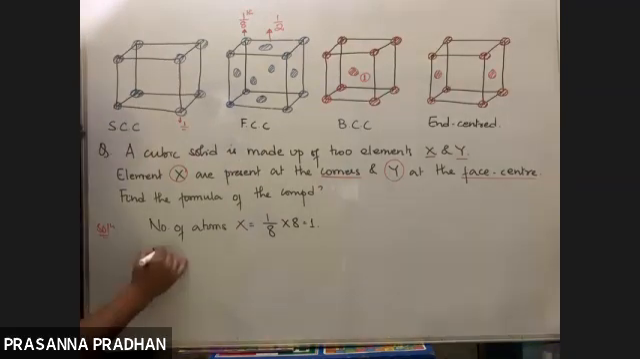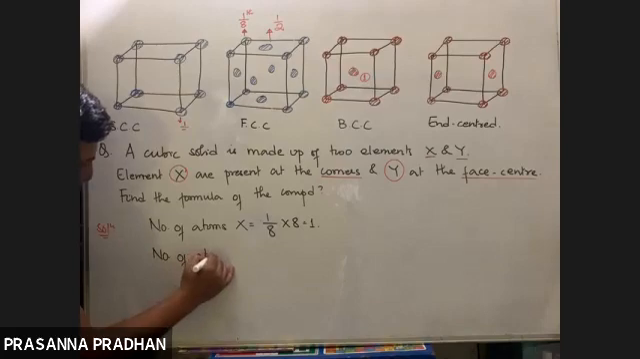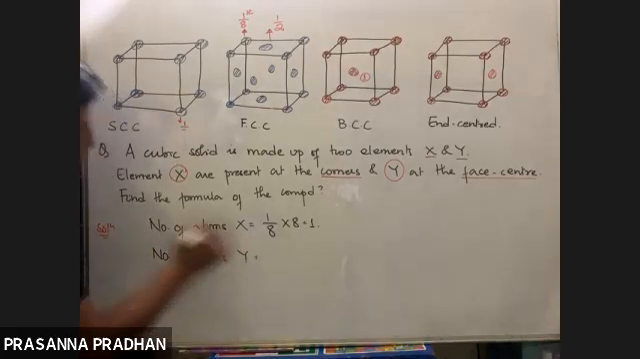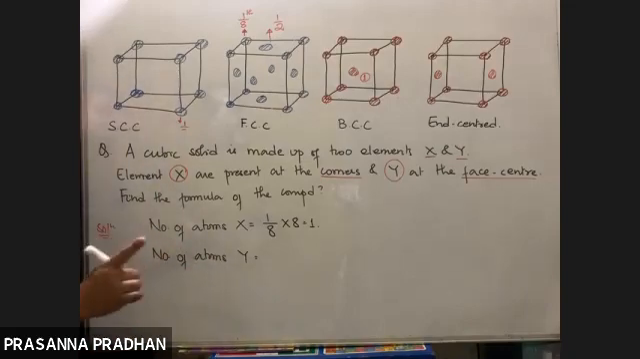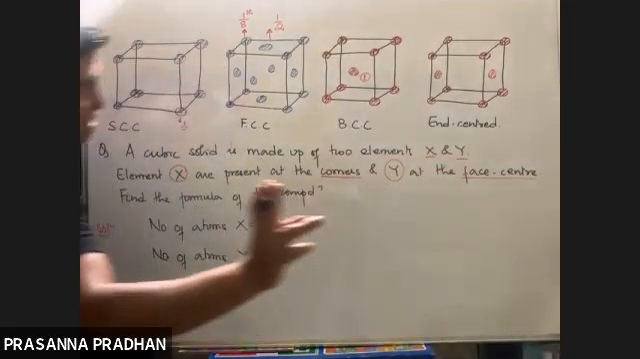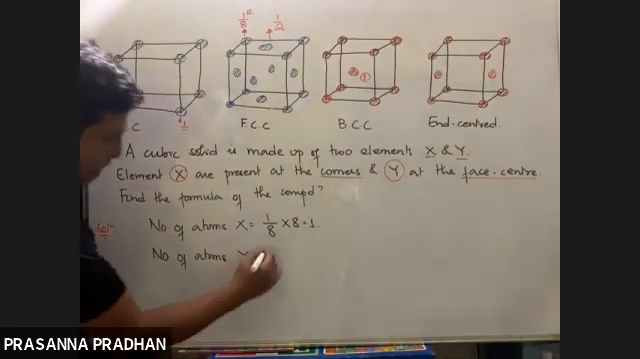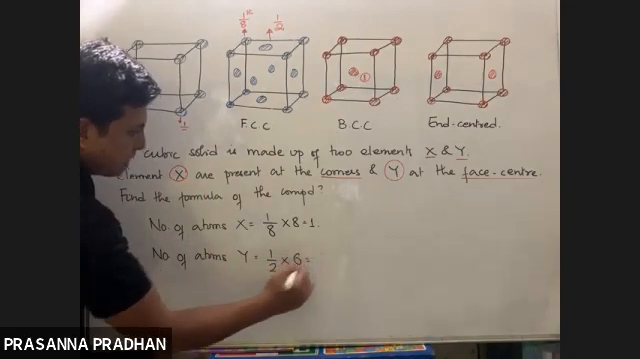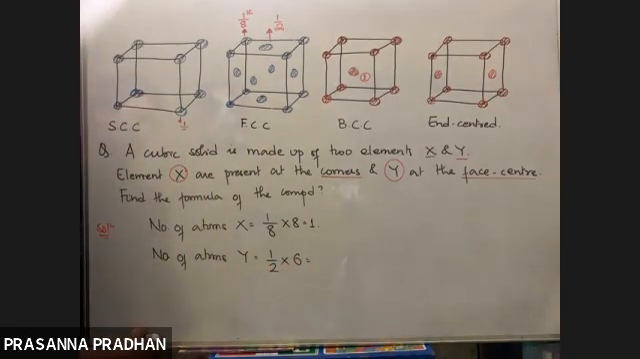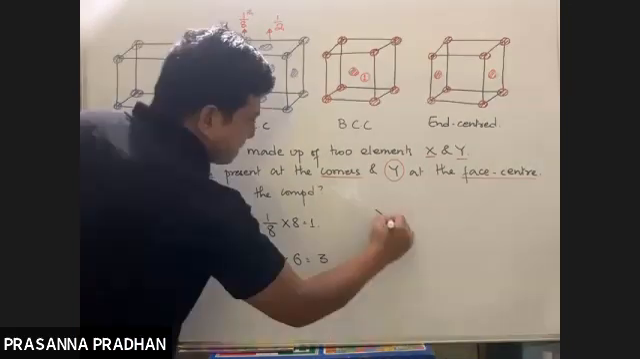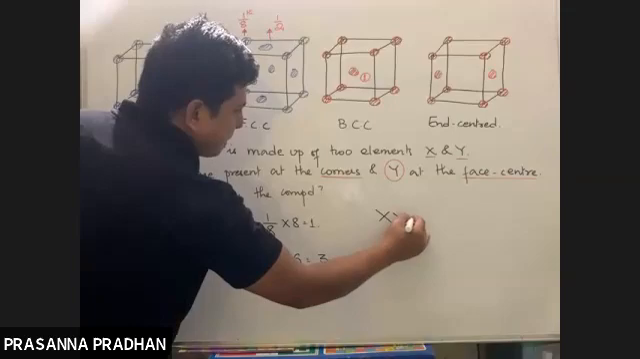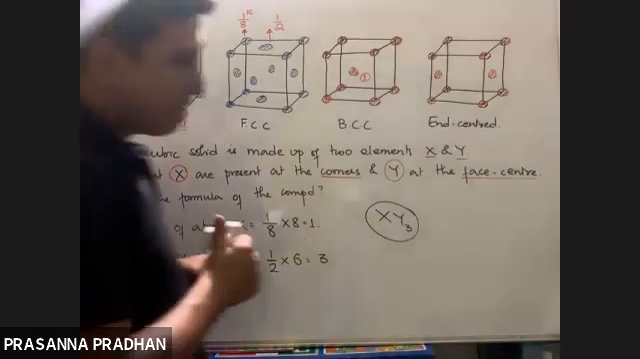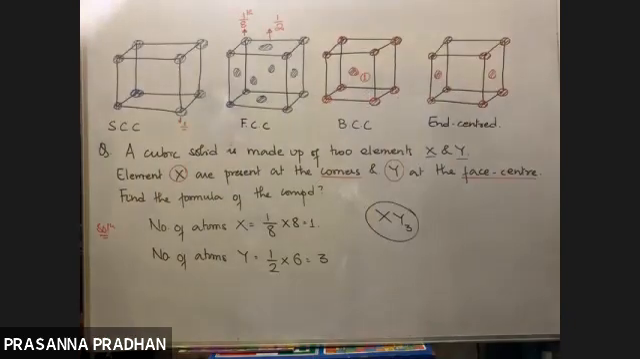Now, how many atoms of Y will there be? Y are present at the face centers. What is the contribution of a face center? 1 by 2, into 6, since 6 faces are present. So that is 3. How many X are present? 1. How many Y are present? 3. Therefore, the formula of the compound is XY3. What could get easier than this, guys?